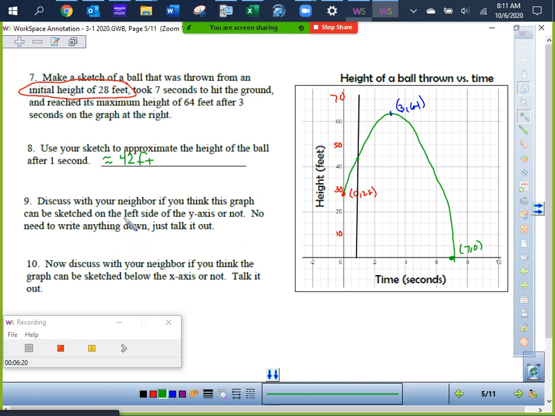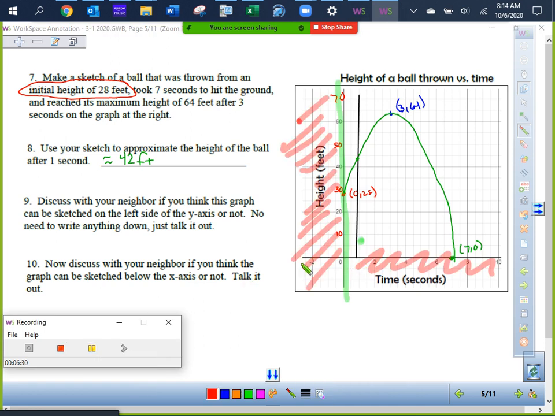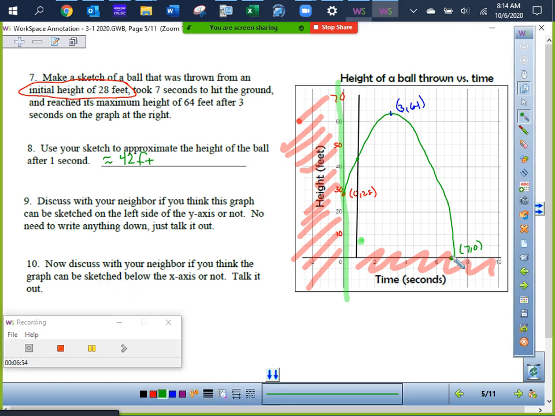But you in class, I'll have you discuss number 9 real quick. So our thoughts were that if you go on the left side of the x-axis, time is negative, and you really can't do that. Yes, you can talk about stuff that happened in the past, but you cannot go back in time to unthrow the ball or anything like that. So we don't have to write anything down. Let's just talk it out. How about number 10 here, could the graph do this? Could the graph do one of those? Go under the y-axis, where the height would be affected. Talk about that with your neighbor.